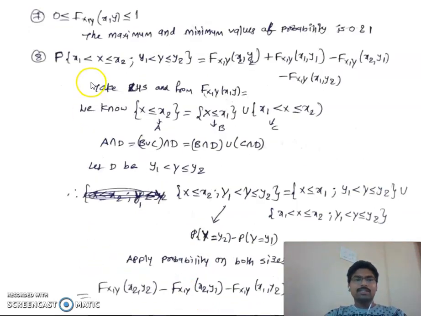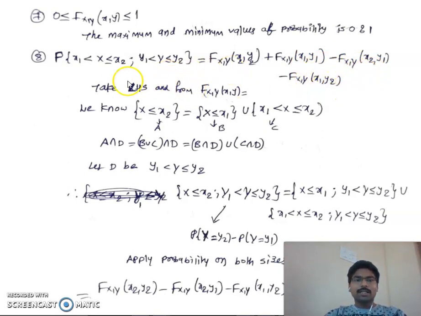And the next one is the maximum value and the minimum value are 1 and 0. This can be obtained easily from the first properties. And the next property is how to get the probability value of x1 less than X less than or equal to x2, y1 less than Y less than or equal to y2. The formula is F_{X,Y}(x2, y2) plus F_{X,Y}(x1, y1) minus F_{X,Y}(x2, y1) minus F_{X,Y}(x1, y2).